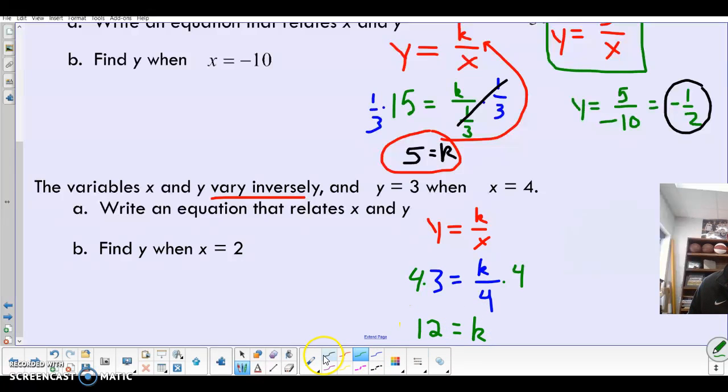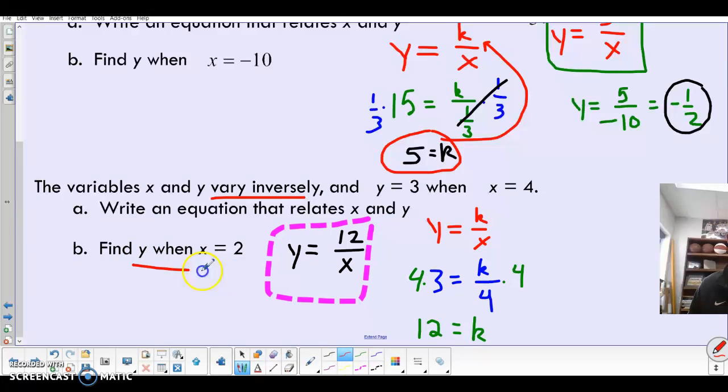Remember, that's not my answer. The equation is my answer. Here's my answer: y equals the constant I just found, 12, divided by x. That's what I'm looking for. There's an equation that relates x and y. Part 2: find y when x equals 2. Well, plug it in. What does y equal if x is 2? 12 divided by 2 is 6. So there's part 2 of my answer, a new y value given a new x value. So that's working with writing and using inverse variation equations.